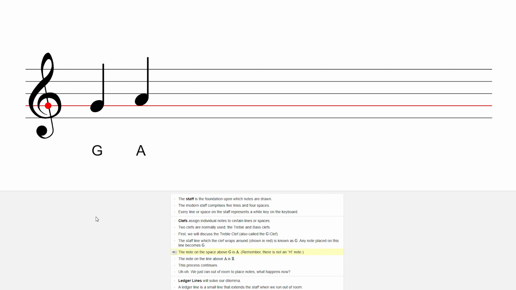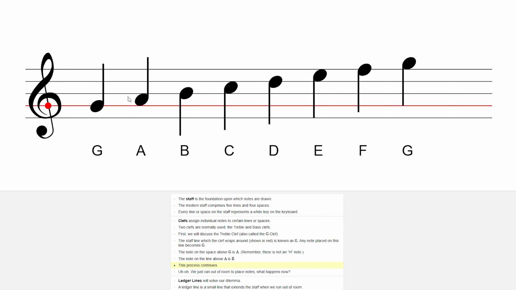Remember, there's not an H note. Our musical alphabet only goes to the letter G, so there are only 7 letters in the musical alphabet. There is no H note. Instead, as shown on the screen, we restart back at A when we reach G. The note on the line above A is B. This process continues all the way up each line and space following.